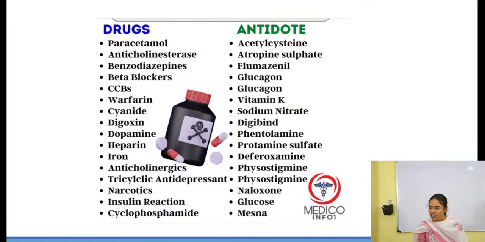And atropine is an antidote for anticholinergic drugs. And pralidoxime, this is a very important question, repeatedly asked. Pralidoxime is an antidote for organophosphate poisoning. Next slide. We can see certain drugs and their antidotes.